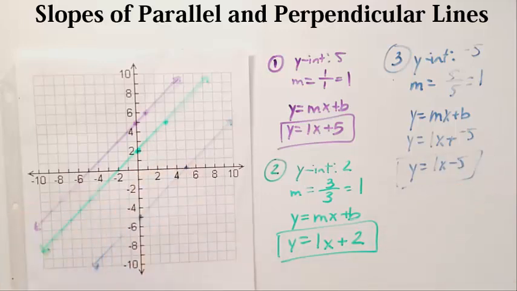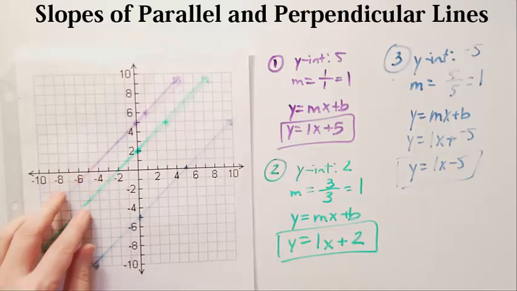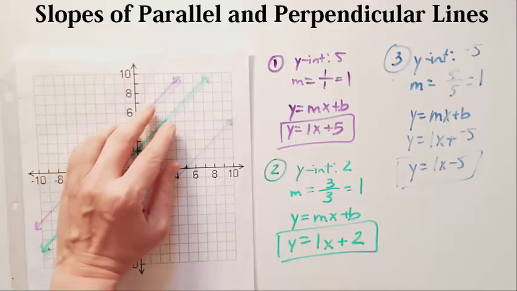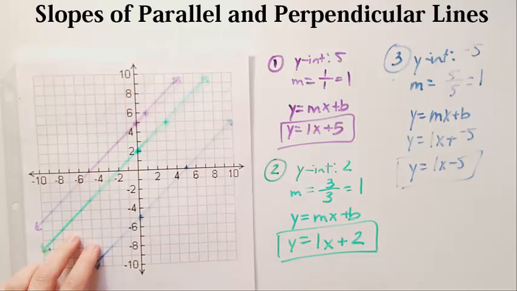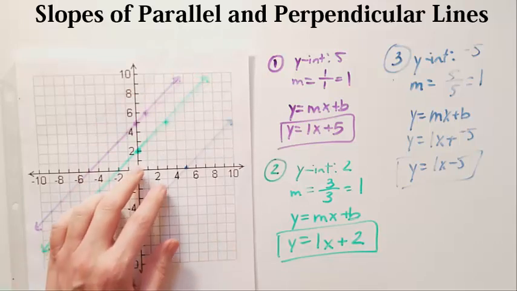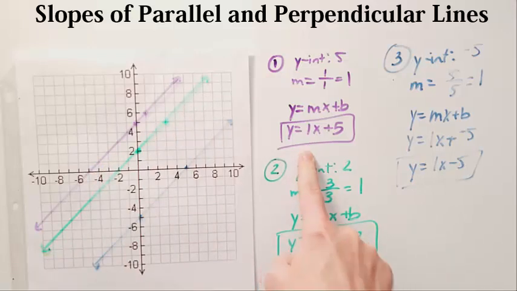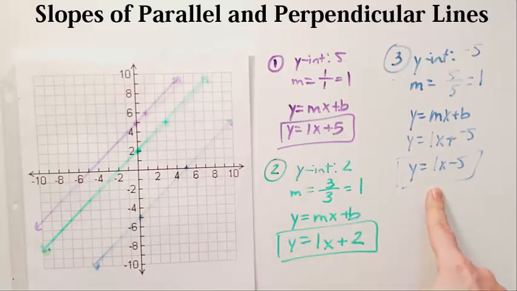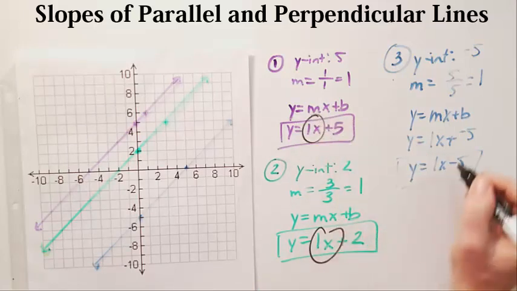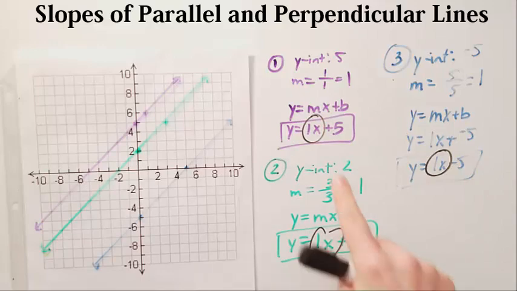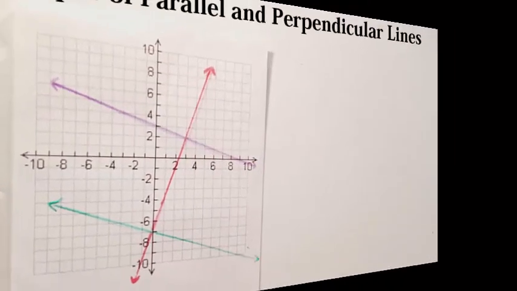So I know all 3 of these lines are parallel to one another. The purple line and the green line will always be the same distance apart, which means they will never intersect. The green and the blue line will always be the same distance apart, which means they never intersect. What does that mean in terms of the line? Well, I've got these 3 equations. The only thing that I see that they all have in common is their slope. So we have noticed that parallel lines all have the same slope.